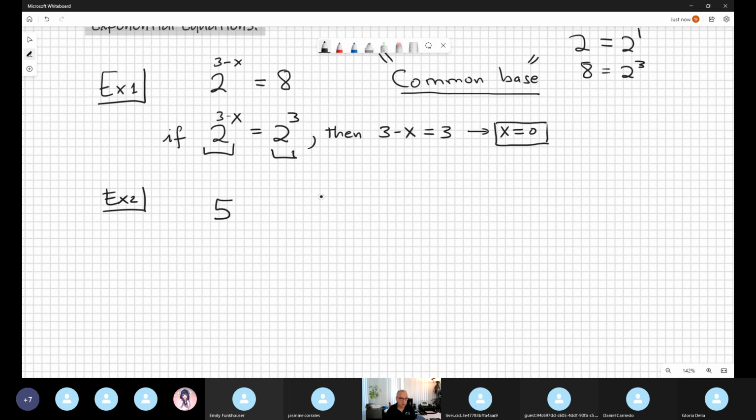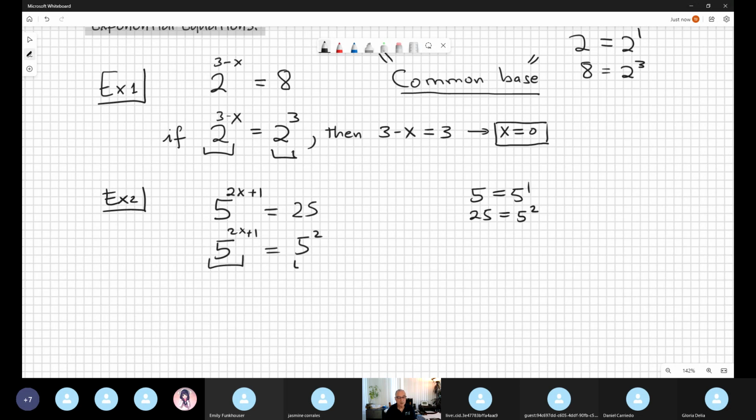5 raised to the 2x plus 1. This expression is the exponent of the 5, equal 25. Oh, it's obvious that the common base in this case is 5, no? Because 25 is 5 squared. Then you replace, not 25 anymore. The 2x plus 1 stays the same, but this is 5 squared.